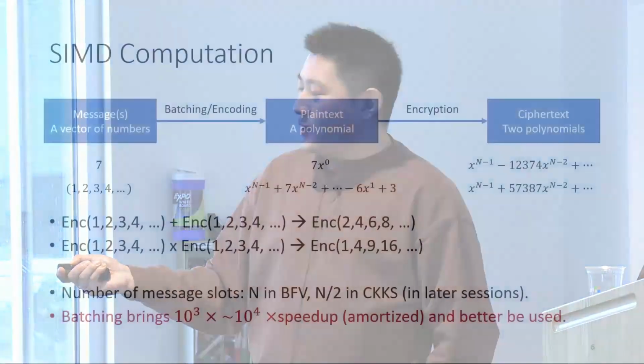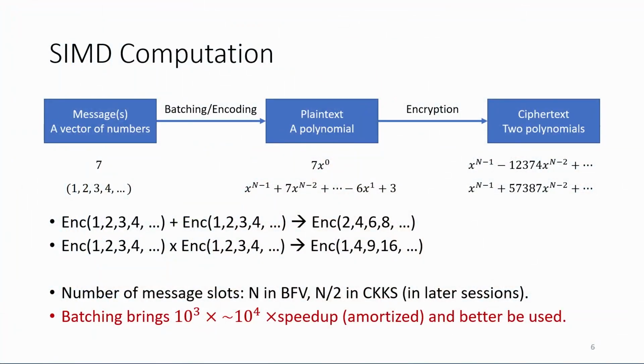Homomorphic encryption just preserves this addition and multiplication. So you can see we are operating on ciphertext, but the arithmetic is done on the plaintext. We will get into more detail about the number of message slots. So, a high-level idea: it is related to the degree of this polynomial. The higher the degree, the more message slots you have.